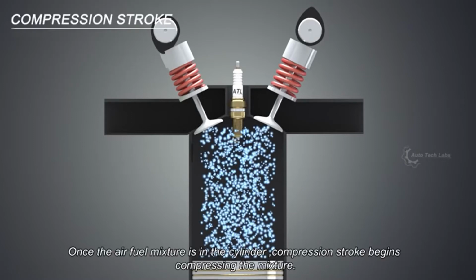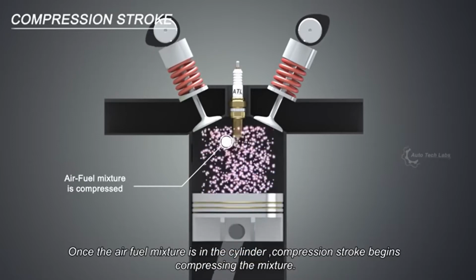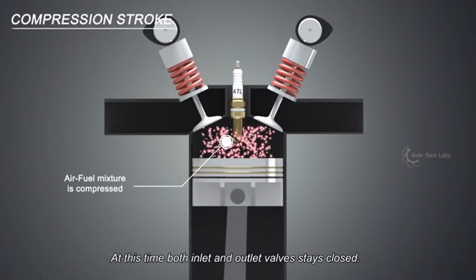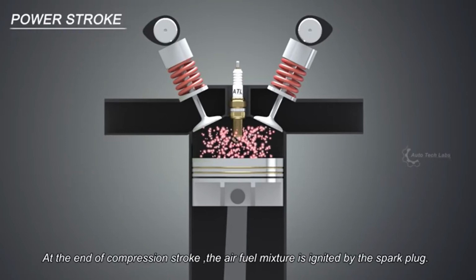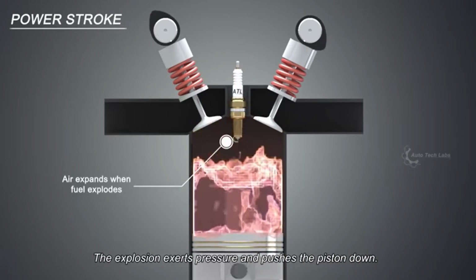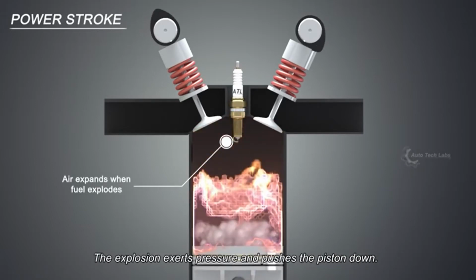Once the air-fuel mixture is in the cylinder, the compression stroke begins, compressing the mixture. At this time both inlet and outlet valves stay closed. At the end of the compression stroke, the air-fuel mixture is ignited by the spark plug. The explosion exerts pressure and pushes the piston down. This is the power stroke which produces power to the crank.